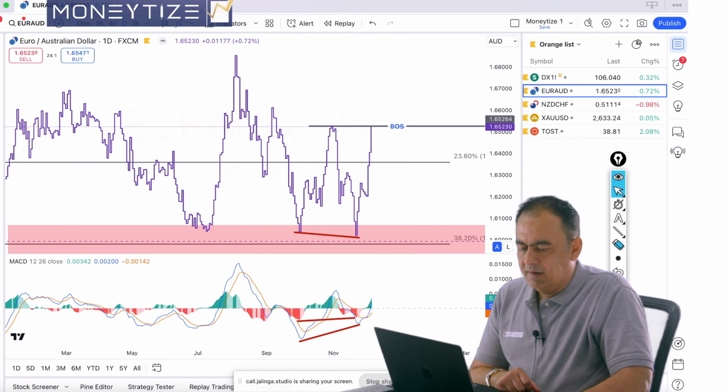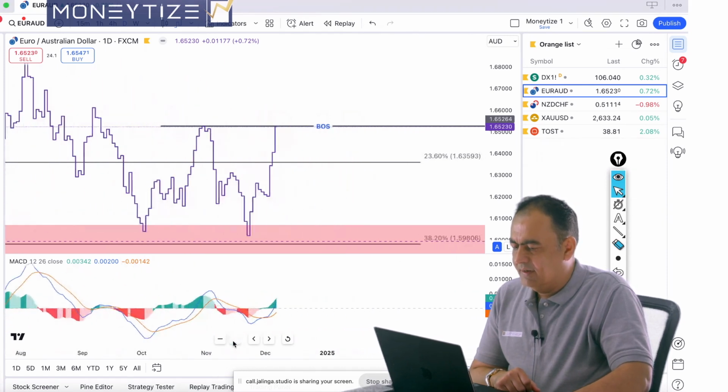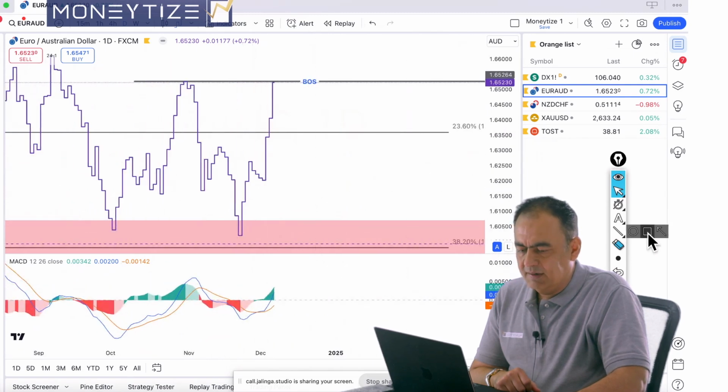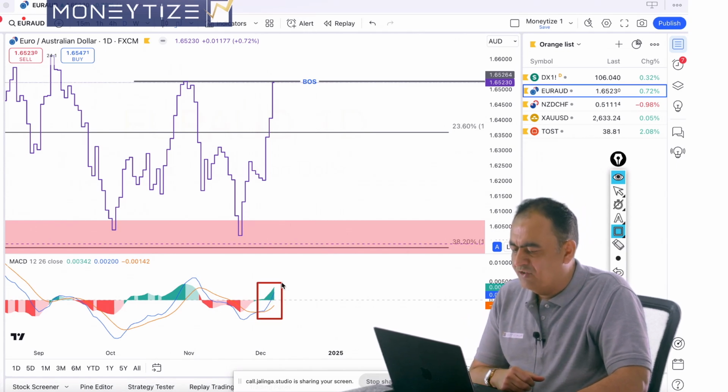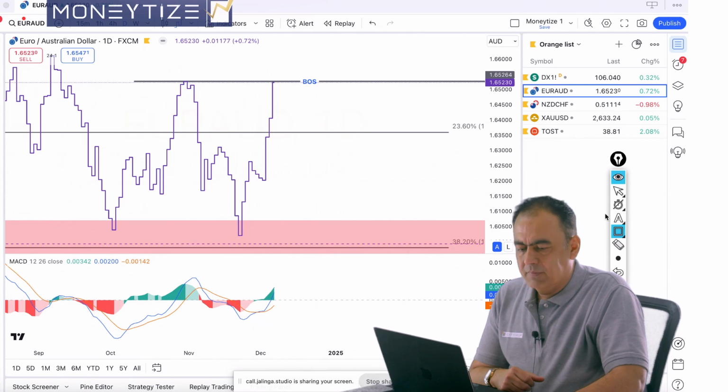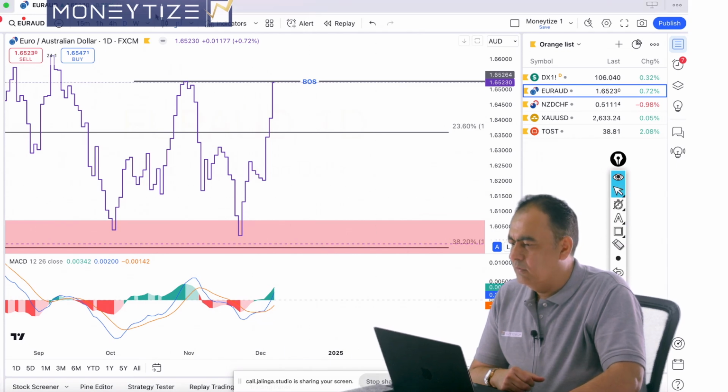But the momentum is strong, strongly bullish. I'm going to zoom in and let's see the MACD histogram. So the MACD histogram is clearly bullish. MACD lines, they are in the bullish condition at the moment, and there is no slowdown, ultra bullish. Now let's move to the 4 hourly chart.